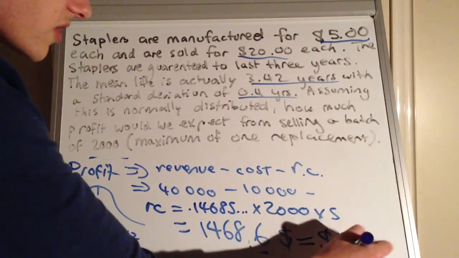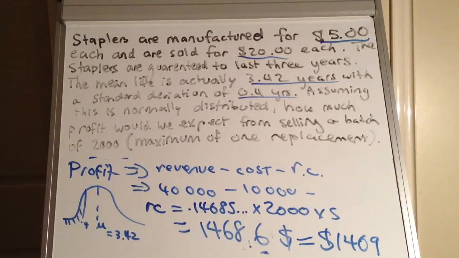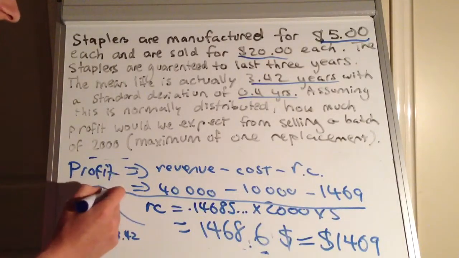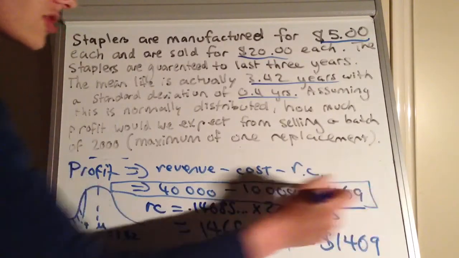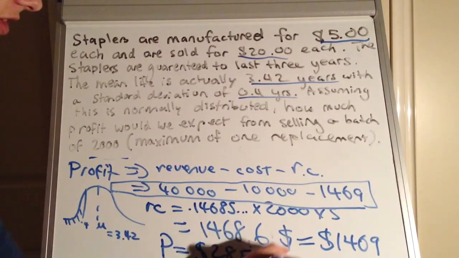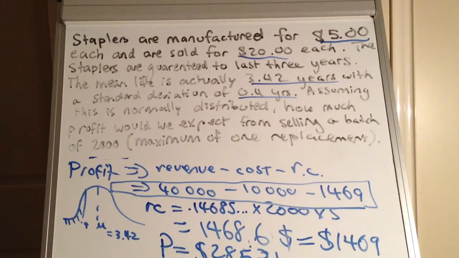And in order to do so, we simply substitute this into the last bit. So we have 1,469, and we can calculate the amount of profit, the amount of money that we actually make as a stapler company after doing all the things we need to do. So we go 40,000, take 10,000, which is our operating cost, and then we take 1,469, and we get that our actual profit is equal to 28,531.